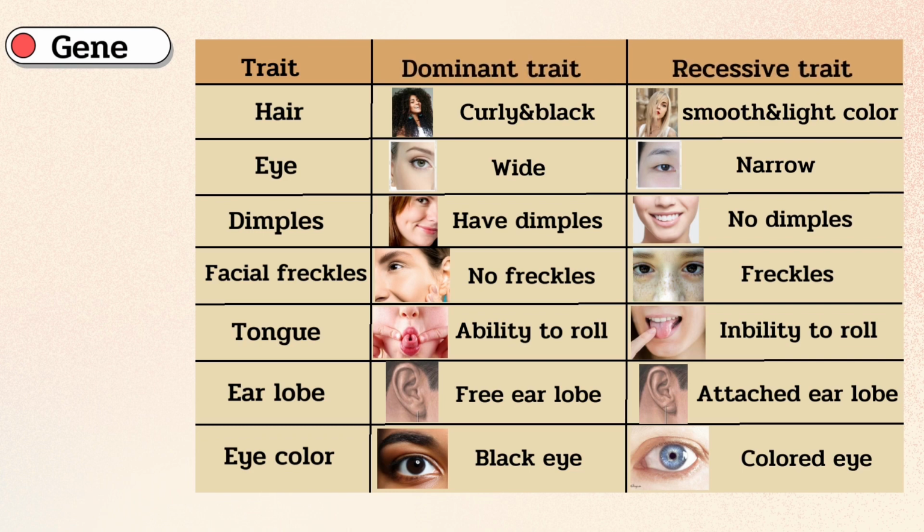Gene trait hair: dominant trait, curly and black; recessive trait, smooth and light color. Trait eye: dominant trait, wide; recessive trait, narrow. Trait dimples: dominant trait, have dimples; recessive trait, no dimples.